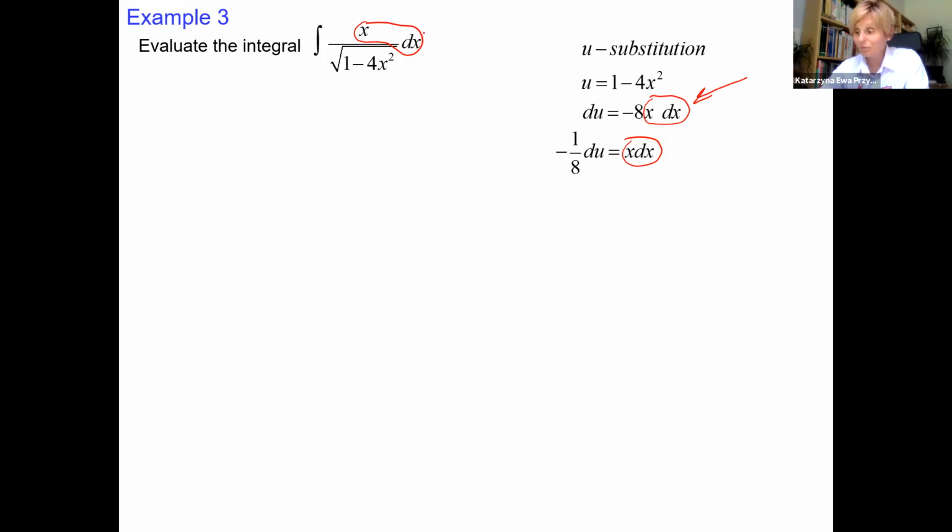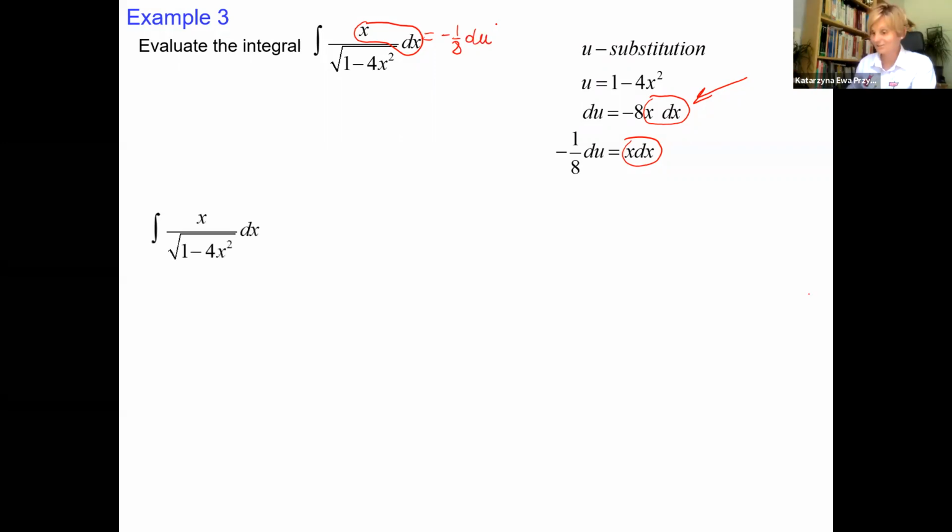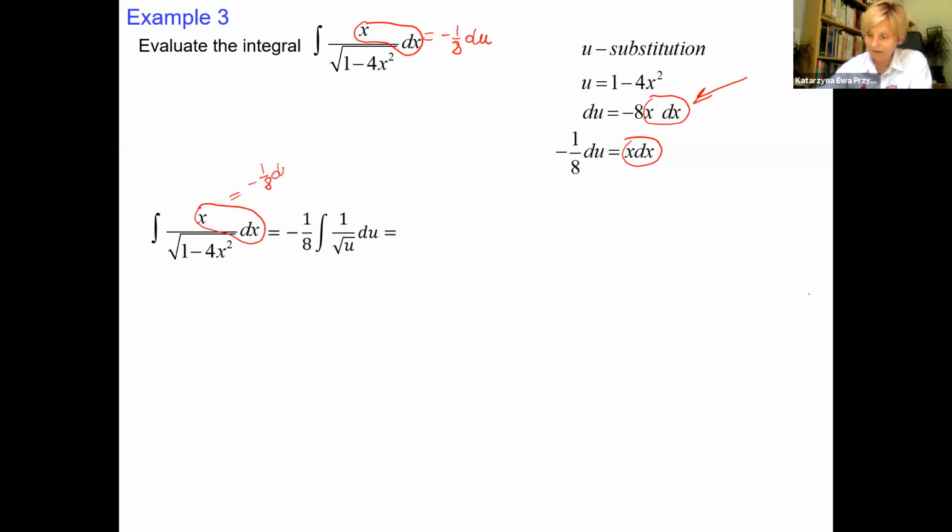Okay, that means this part, x dx, will be replaced with negative 1/8 du. It's okay. Let's do it. x dx, again, is negative 1/8 du, but I place negative 1/8 in front since we have a product, and du, of course, stays outside.